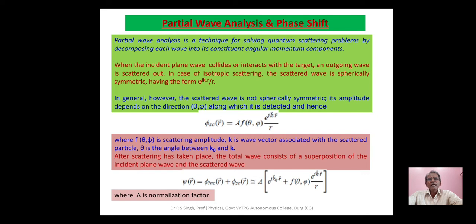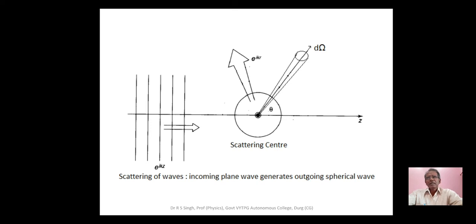The incident wave has wave function equal to capital A, a constant, times exponential i k₀·r, and the scattered wave has wave function given by a function f(θ, φ) times exponential i k·r divided by r, where k is the wave vector of the scattered wave, θ is the angle between the incident wave vector k₀ and the vector k, and A is a normalization constant. In this diagram, we see the incident plane wave generating the spherical wave.